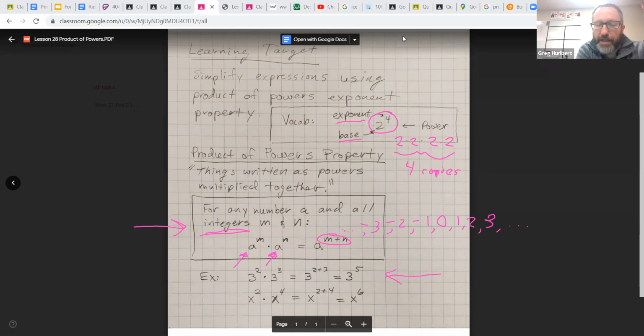Here are a couple examples, okay? This first example right here, you have 3 squared times 3 cubed. Since the base 3 is the same, you get to add the exponents. And so here you see 2 plus 3, the exponents being added together, which gets you a new exponent of 5. Now, if you break this down to the definition of exponents, let's look at that off on the side here: 3 squared times 3 to the 3.